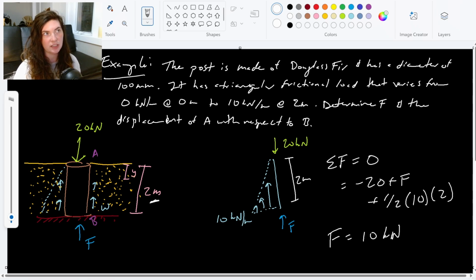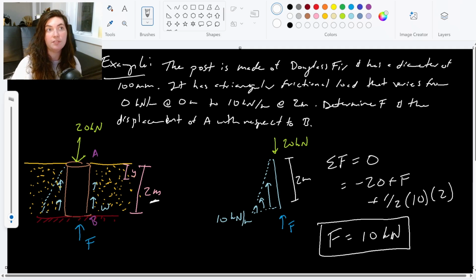And I got a positive answer, so that F is drawn in the correct direction as it was given to me in the problem statement. So first part done. We found what F we have to have for this thing to be in equilibrium. Now we just need to find the displacement. How much is this 20 kilonewtons compressing this Douglas fir log that I have here?